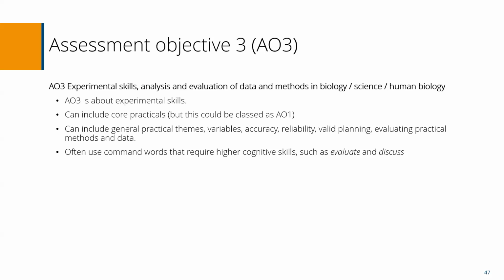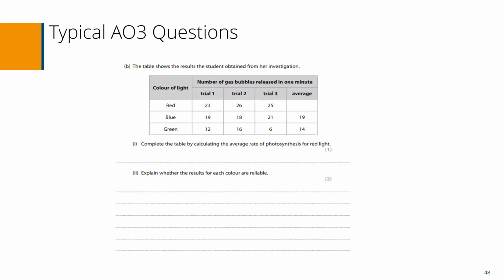AO3 then is the practical. So here we're quite clearly just based on the core practicals, although you could be given an experiment which they haven't seen, and there could be an element of AO2 in there, that they have to devise an experiment that would work for that particular challenge. So words like variables, accuracy, reliability, evaluating, data are important words to be able to get in there. So they can be quite challenging.